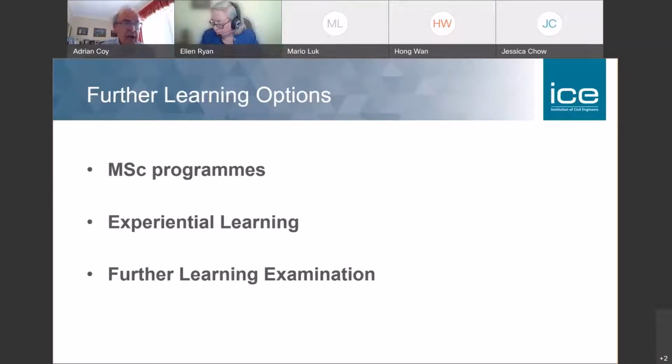So if you look at the attributes, you'll find a very close correlation with the modules that I'm going to talk about in a moment. And that meets the requirements of what is known as the UK Standard for Professional Engineering Competence, which is set out by the Engineering Council. So we can move on to the next slide, Jessica, please.